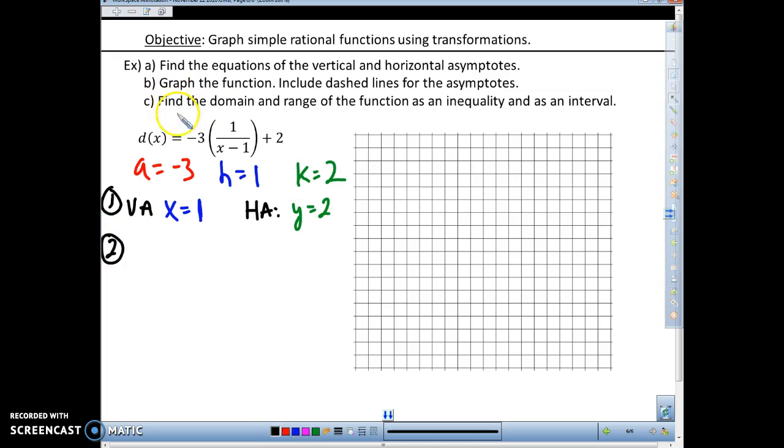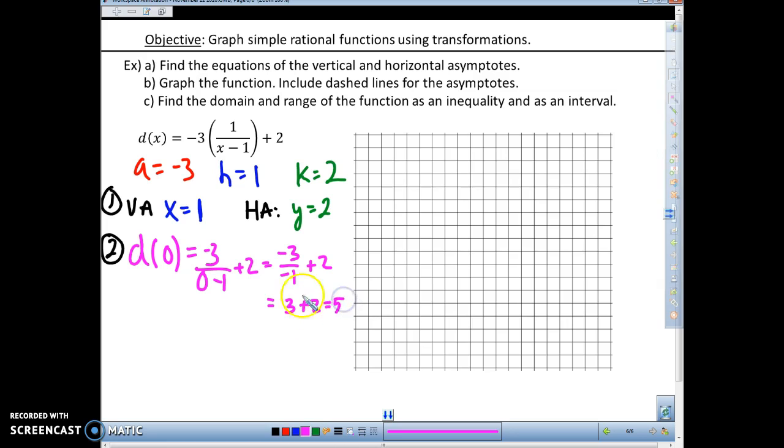Our second step in this problem is to graph the function using a couple of testing points. So I want to plug in two values into my function d of x, and I'm going to pick my points very specifically. I want 1 point to the left of my vertical asymptote, and I'm going to pick 0. So when I plug in 0, I get -3 over 0 minus 1 plus 2, giving me -3 over -1 plus 2. And this simplifies to 3 plus 2, which is 5.